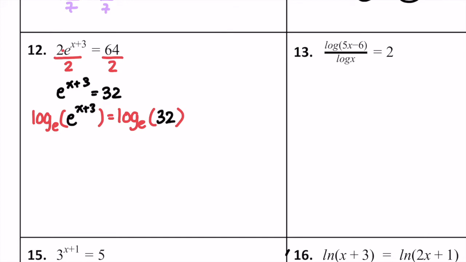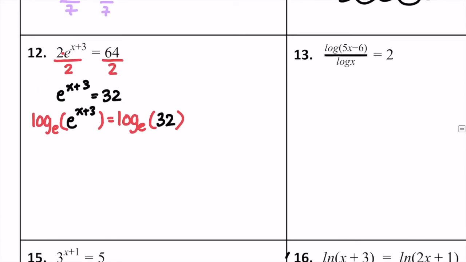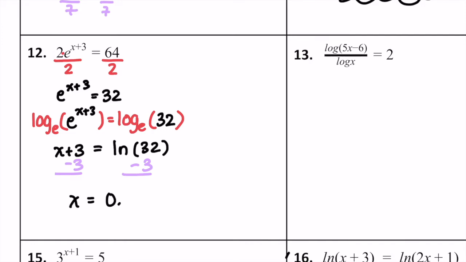I end up with, on the left-hand side, I'm asking what do I have to raise e to get e to the x plus 3 power, and that is x plus 3. On the right-hand side, log base e is the same as ln, so I write ln of 32. From here, I'm going to just evaluate what ln of 32 is in my calculator, and I'm going to subtract 3 from that. I do ln of 32 minus 3 in my calculator, and I get x is equal to 0.466, and that's my answer.